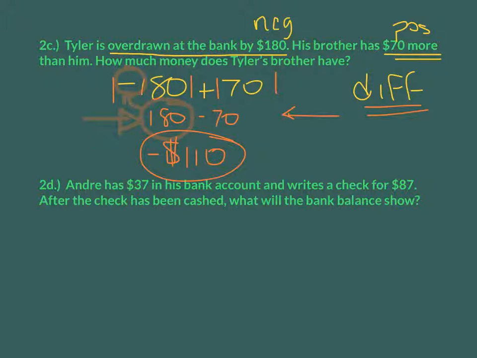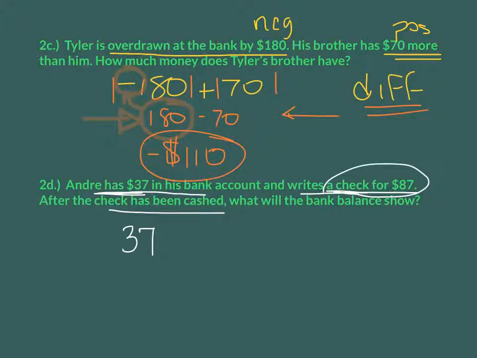Next, Andre has $37 in his bank account, and he writes a check for $87. After the check has been cashed, what will the balance show? So he started with positive $37. He writes a check, so that means that money is coming out of his account, so therefore that makes it negative. And I'm going to be adding it, so plus negative 87. And here we are, the signs are different.